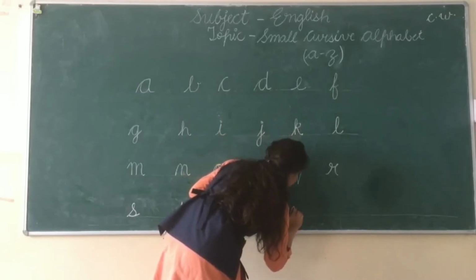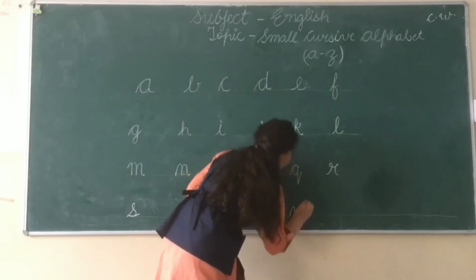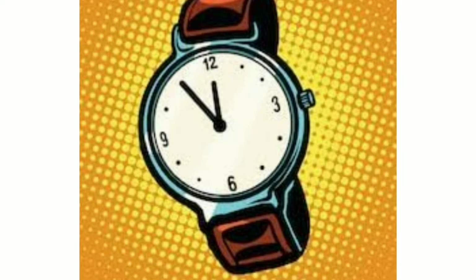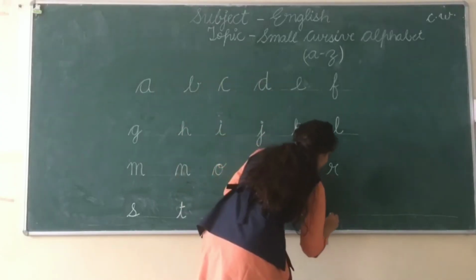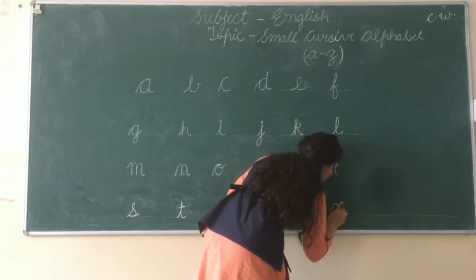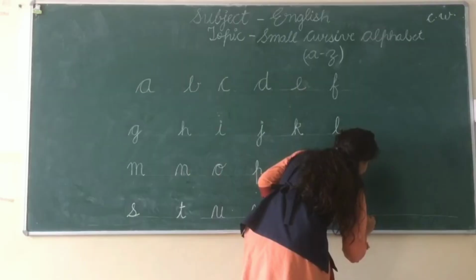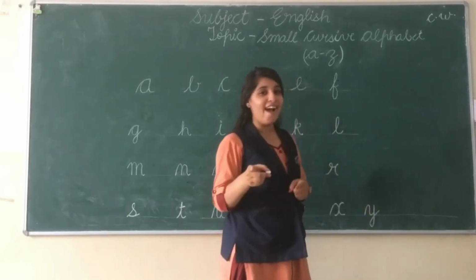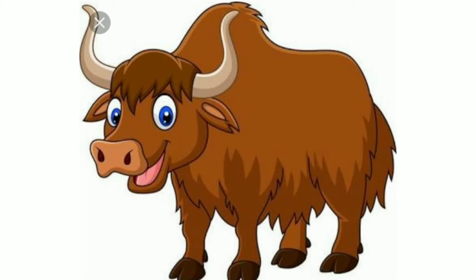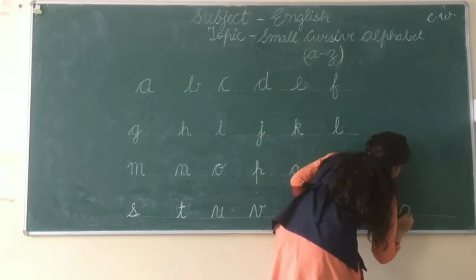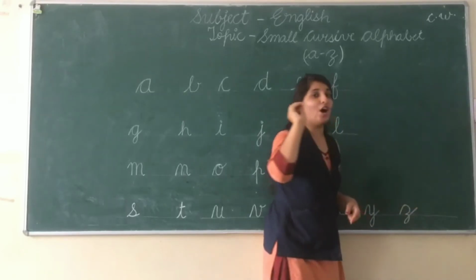Our next alphabet is W. W for watch. Our next alphabet is X. X for X-mas. Y. Y for yak. Our next alphabet is Z. Z for zebra.